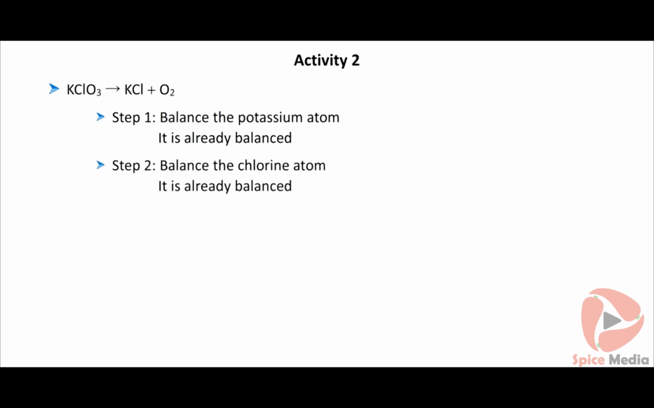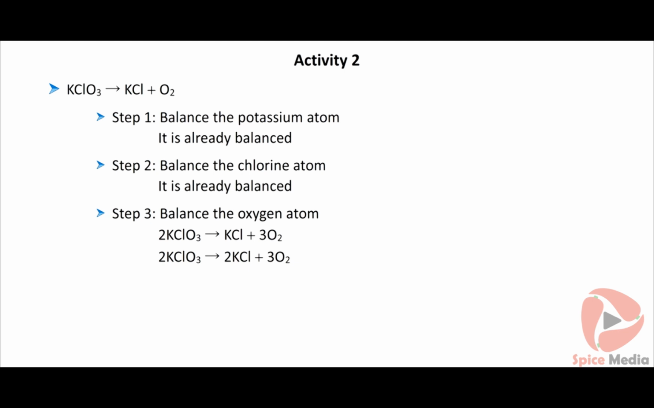KClO3 gives KCl plus O2. Step 1. Balance the potassium atom. It is already balanced. Step 2. Balance the chlorine atom. It is already balanced. Step 3. Balance the oxygen atom.